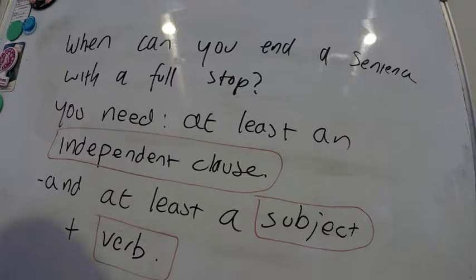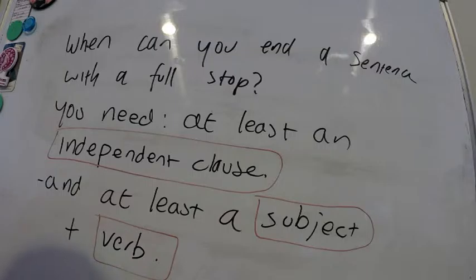You can have a simple sentence, which is one independent clause, and I'll explain what that means later. Or you can have a compound sentence, which is two independent clauses, or a complex sentence, which is one independent clause and one dependent clause, or a compound complex sentence, which is two independent clauses and one dependent clause.